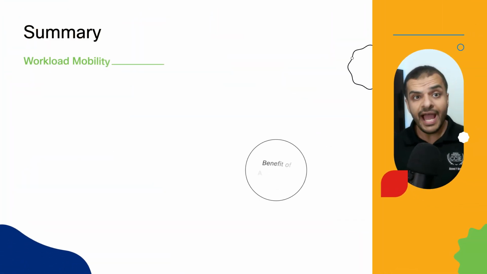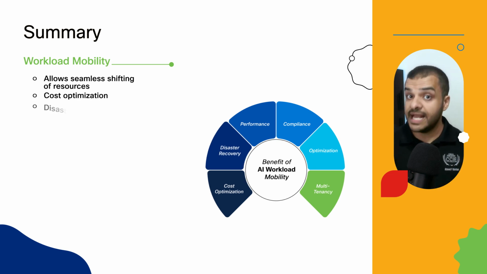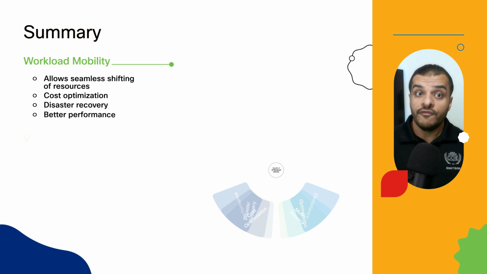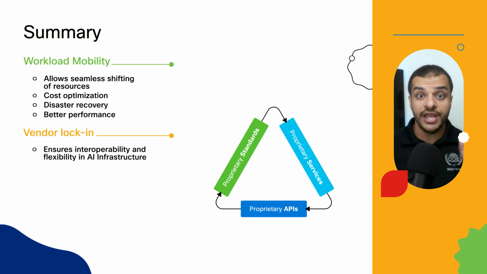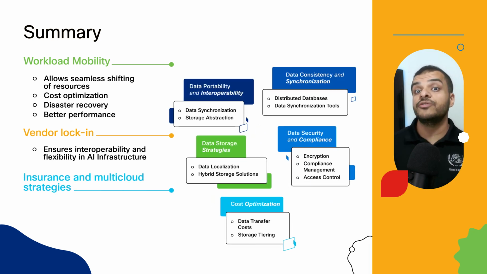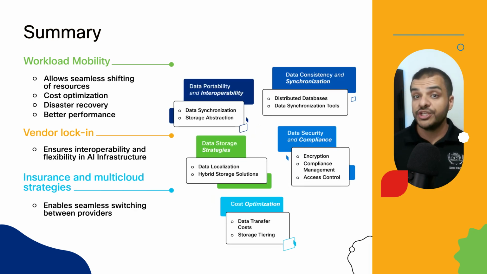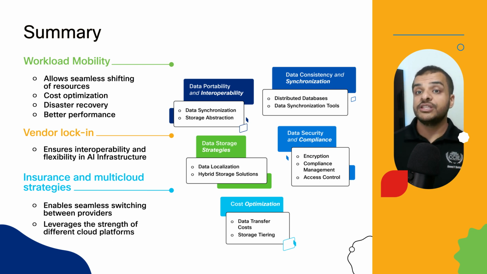Summary time. AI workload mobility allows seamless shifting of resources across data centers and cloud providers for cost optimization, disaster recovery, and better performance. Vendor lock-in avoidance is crucial, because using open standards, open source tools, and abstraction layers ensures interoperability and flexibility in AI infrastructure. Multi-cloud strategies improve disaster recovery by enabling seamless switching between providers and optimize performance by leveraging the strengths of different cloud platforms.